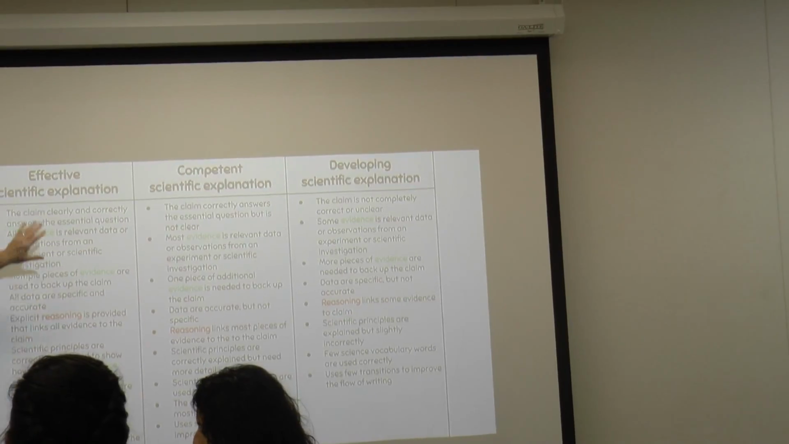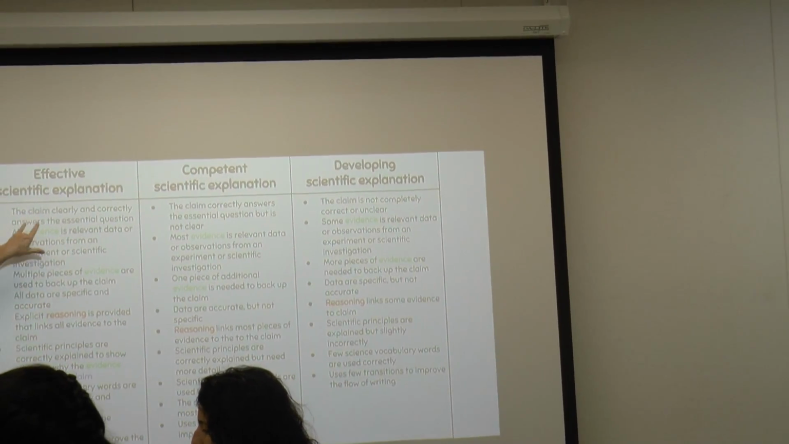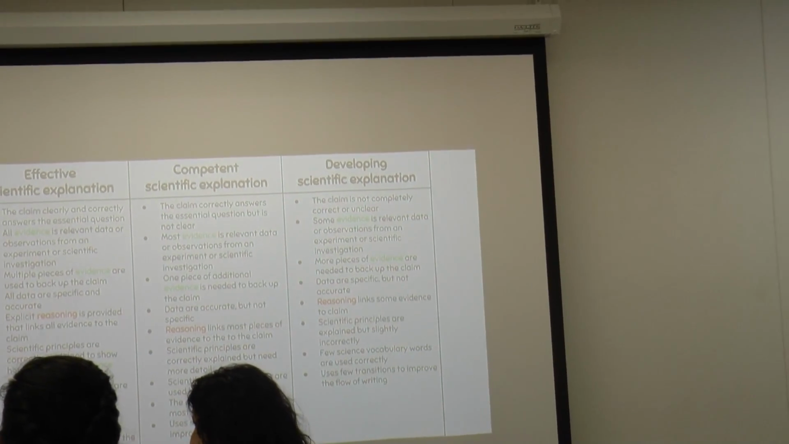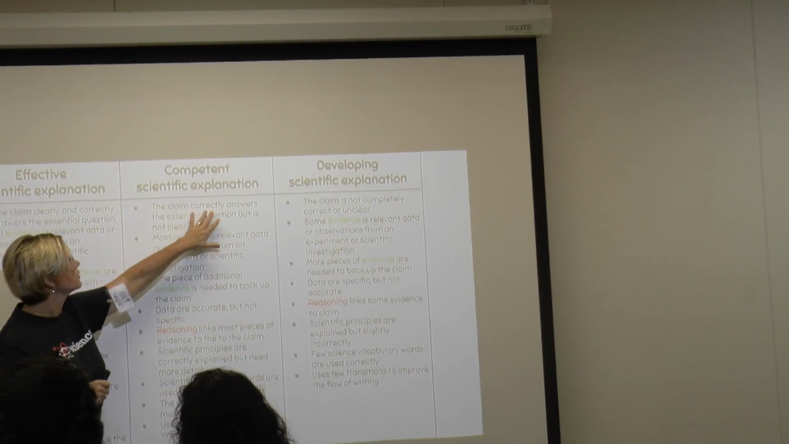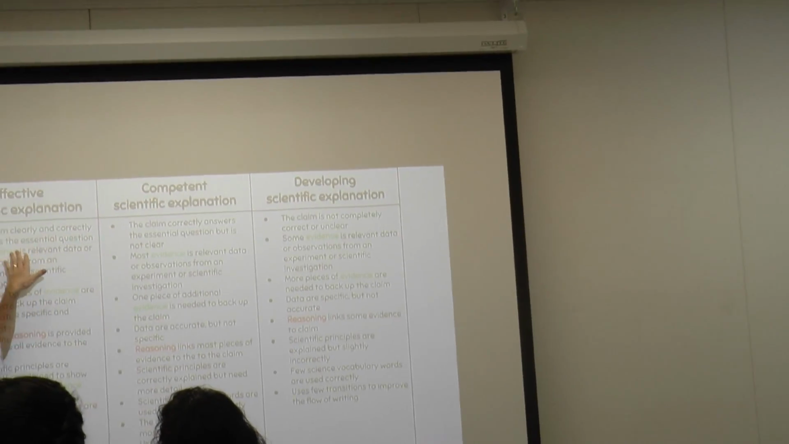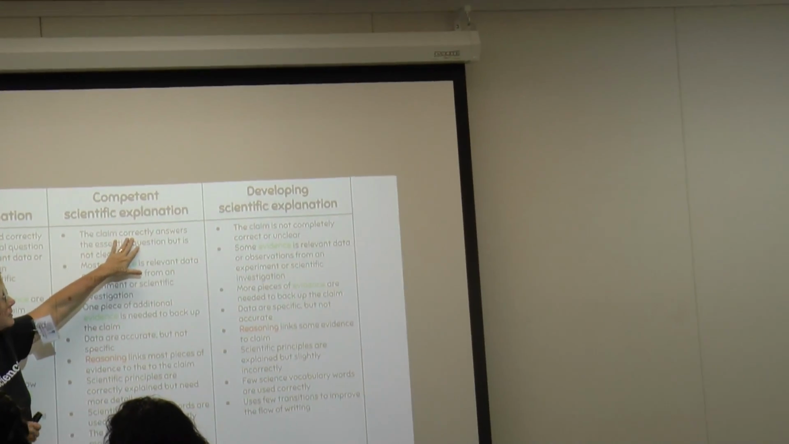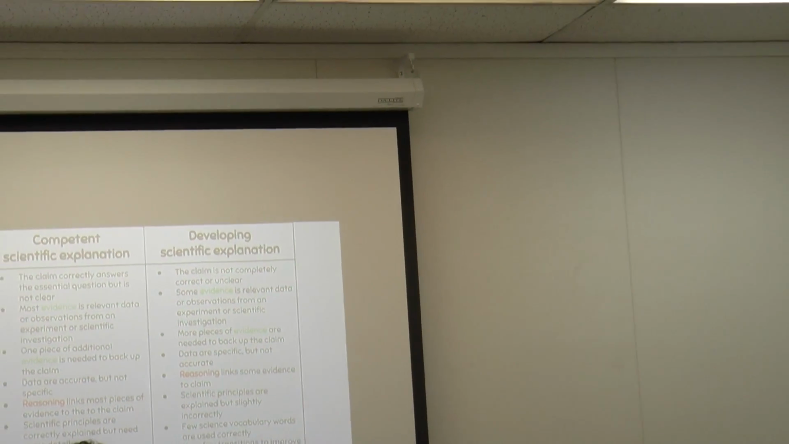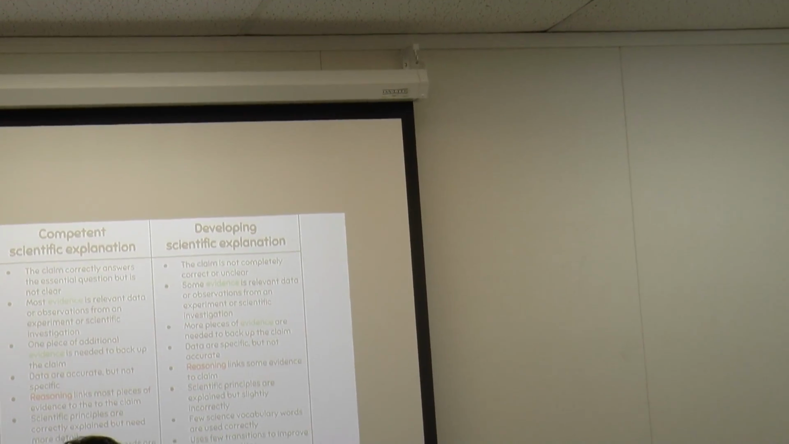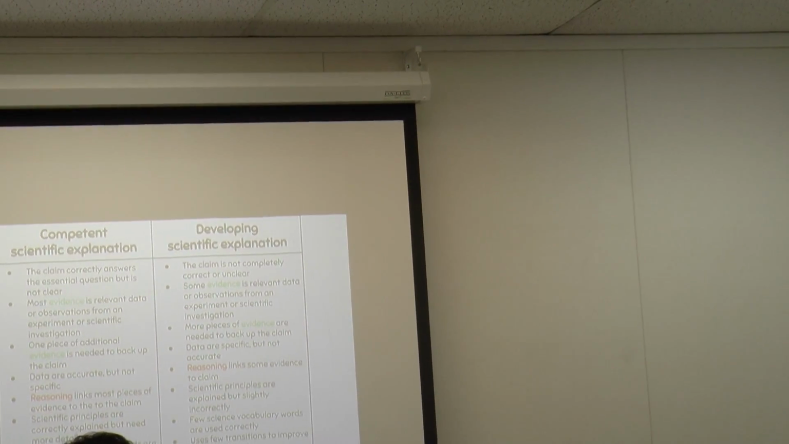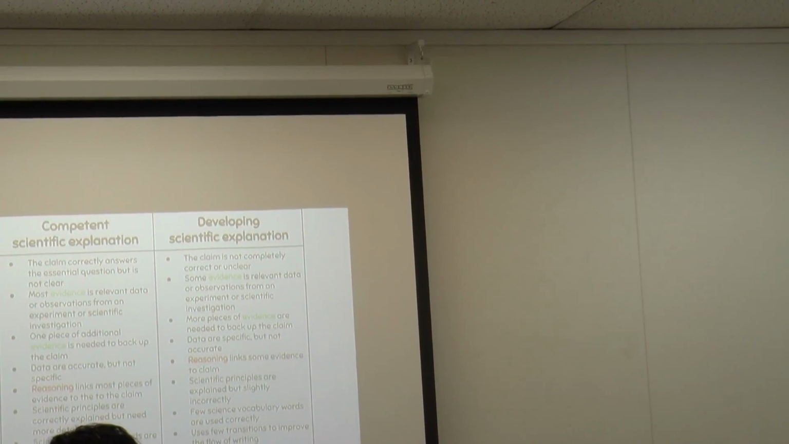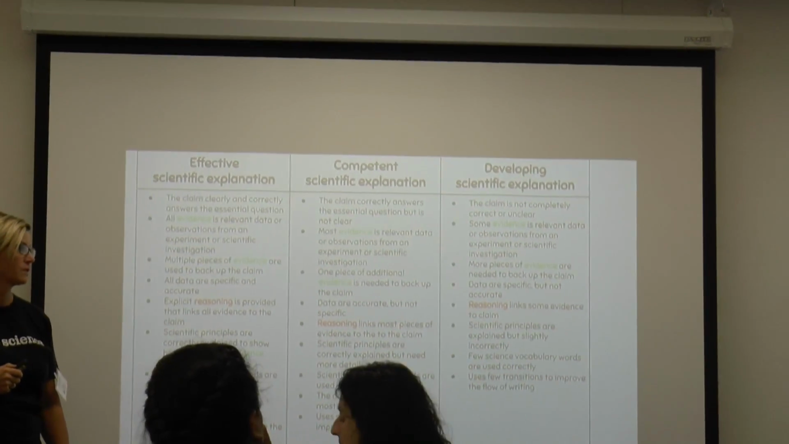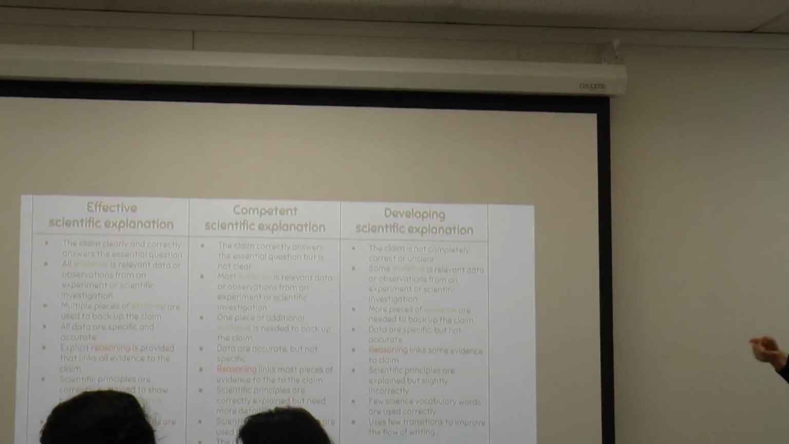For instance, an effective explanation is the claim clearly and correctly answers the essential question, versus the claim correctly. So the difference is clearly and correctly. And then the claim is not completely correct or unclear. This is another way just to help give them a frame of what they need to be writing. If we don't tell them what or how to write, then they're just going to do it on their own and it ends up jumbled. So this is a good way to help guide them in being able to produce an effective scientific explanation.